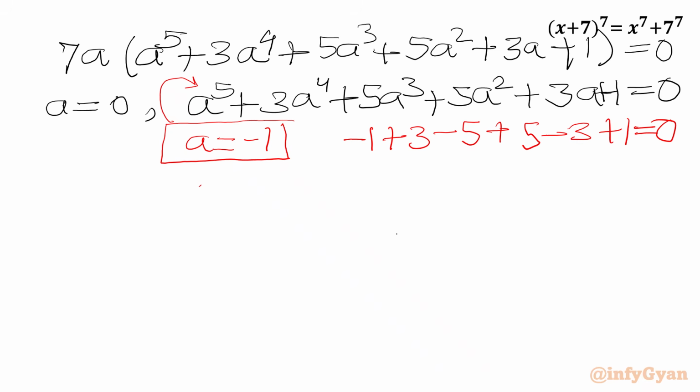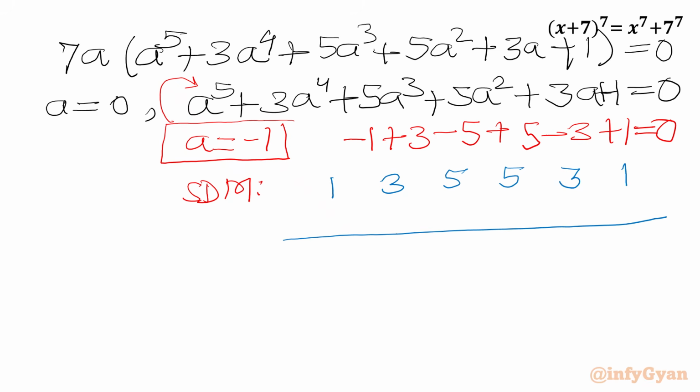Now we can use the synthetic division method to find the degree 4 equation. So I need to write all the coefficients of the degree 5 equation. Coefficient of a power 5 is 1. Coefficient of a power 4 is 3. Coefficient of a cube is 5. Coefficient of a square is 5. Coefficient of a is 3. Constant is 1. We'll put one line over here. Retain the leading coefficient 1 as it is.